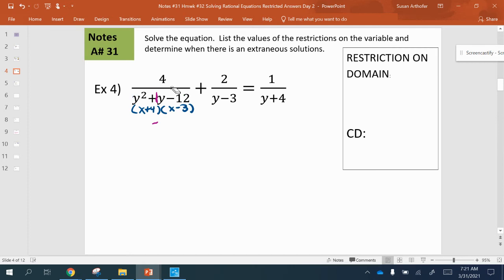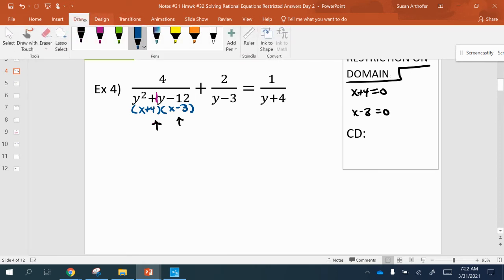Okay, so now that we factored, we're going to go ahead and list the restrictions on the domain. So we take 1 of everything. So x plus 4, set it equal to 0. X minus 3, set it equal to 0, and then solve.